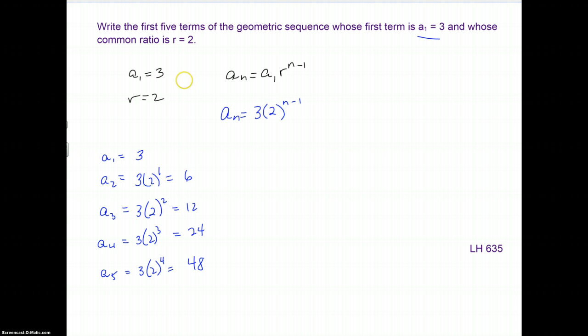Notice that we know our common ratio is 2, so to go from 3 to 6, I multiply by 2. 6 to 12, multiply by 2. Multiply by 2. Multiply by 2.